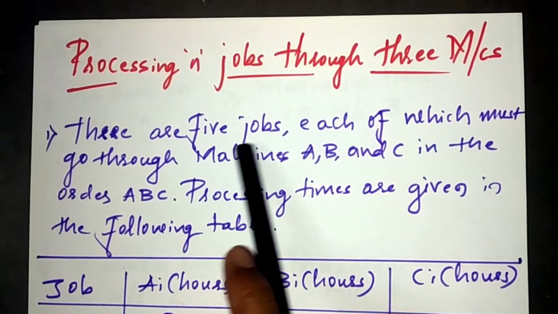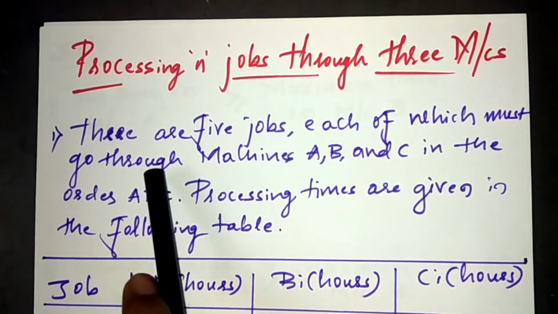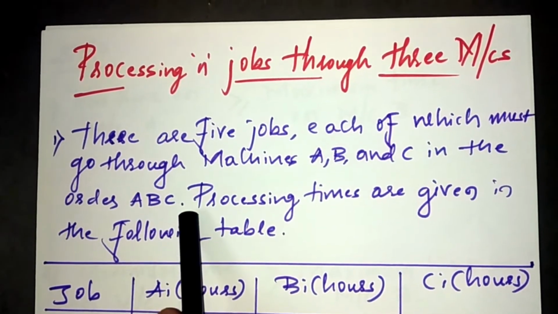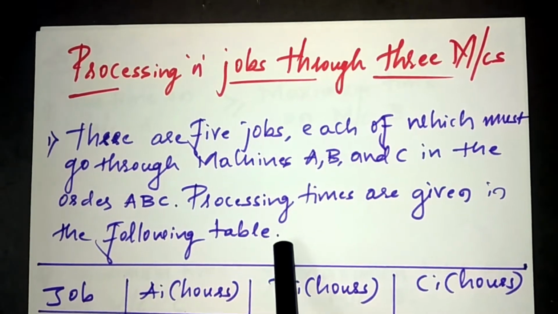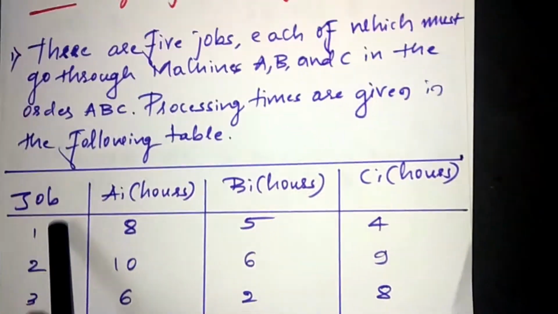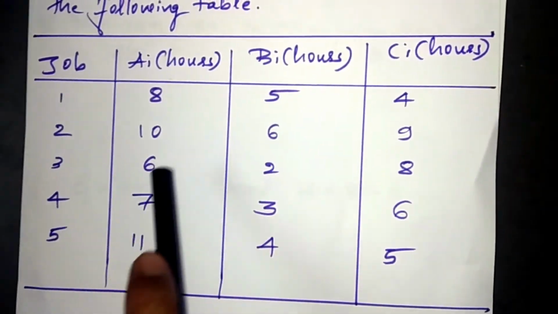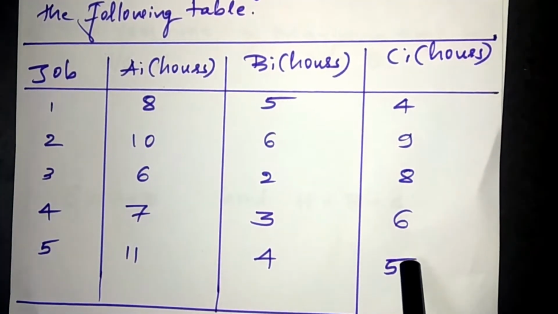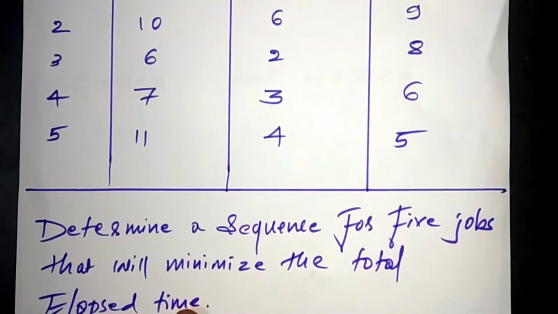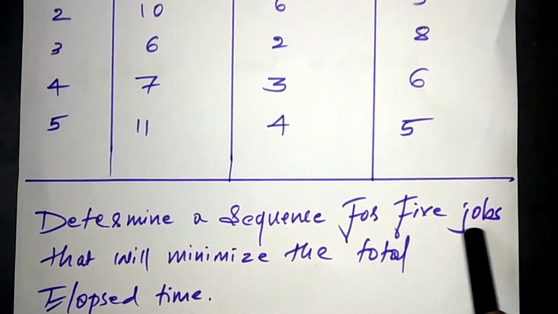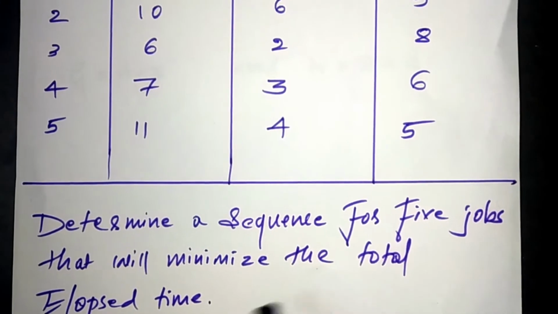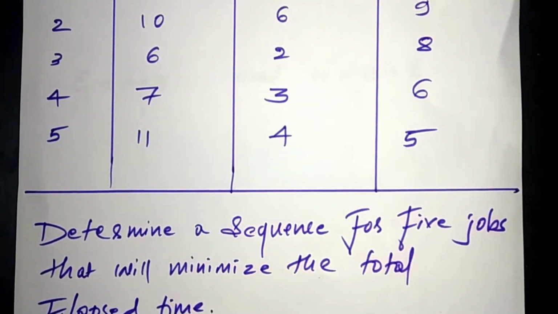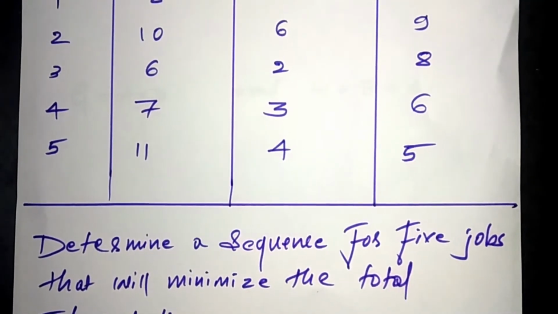There are 5 jobs which must go through the machines A, B and C in the order A, B, C. The processing times are given in the following table. These are the 5 jobs and these are the 3 machines, and the timings are given in this table. We have to determine the sequence for the 5 jobs that will minimize the total elapsed time. First we will learn the meaning of the problem and then we will solve it.